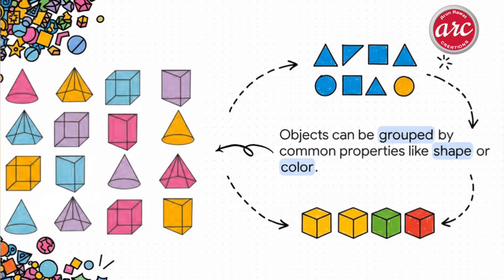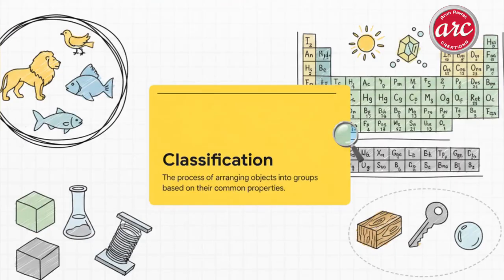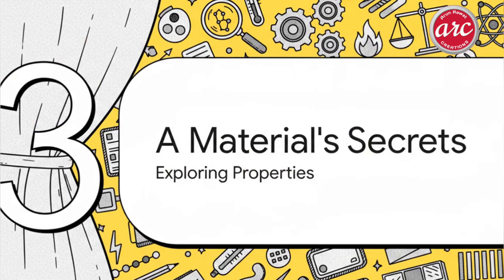Your first instinct might be to group them by shape, right? Or maybe by color. That simple act of sorting is literally the foundation of how we make sense of the world. And this process has a name. It's called classification. It's how we organize everything, from animals in biology to the elements on the periodic table. And when it comes to materials, we classify them based on their unique properties. So, what exactly are these properties? Let's take a closer look at the characteristics that help us tell one material from another, and more importantly, help us decide what we can do with them.